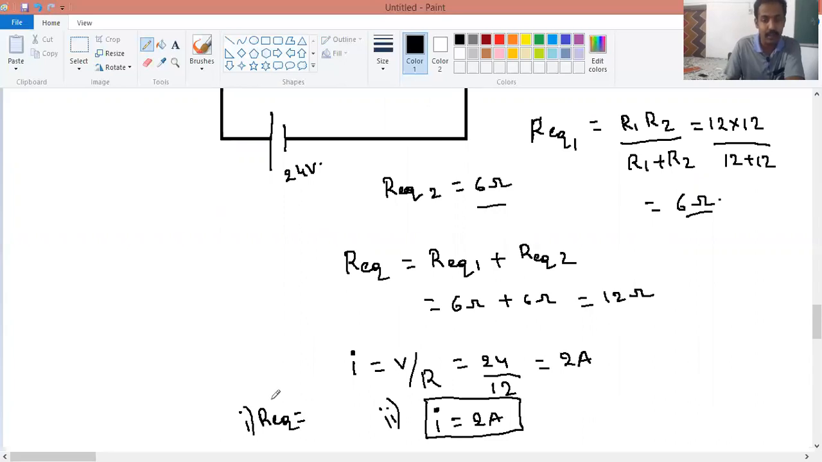This is all about series and parallel connection. There are many things to discuss in the series connection.